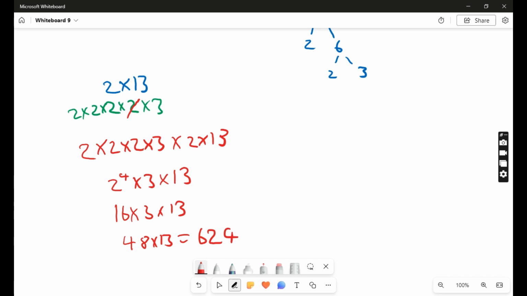And as you can see, this would have taken a lot longer if I worked it out the original way. But by using my prime factor trees and my product of prime factors, I can work this out a lot quicker. The important rule to remember is that if any two numbers are shared, you need to cancel out one of them.